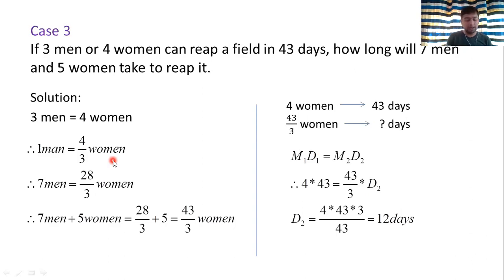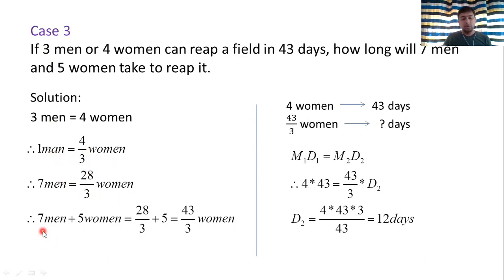See, instead of only 3 men or only 4 women, what have we done now? We are employing 7 men and 5 women. That means total 12 workers. So definitely it is obvious that they will take fewer days to complete the given task. Okay, so 1 man is 4 by 3 women. Now what will be 7 men? So 7 into 1, 7 into 4 by 3, it will be 28 by 3 women.